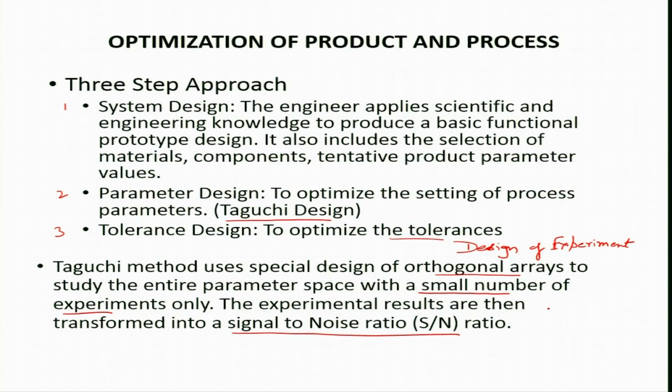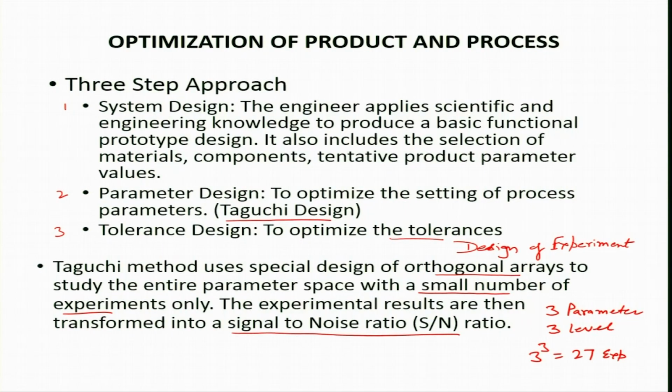Like if you are having 3 variables, 3 parameters, and each is having 3 levels, we need to conduct 3 raised to the power 3, that is 27 experiments, if we are using the full factorial design.